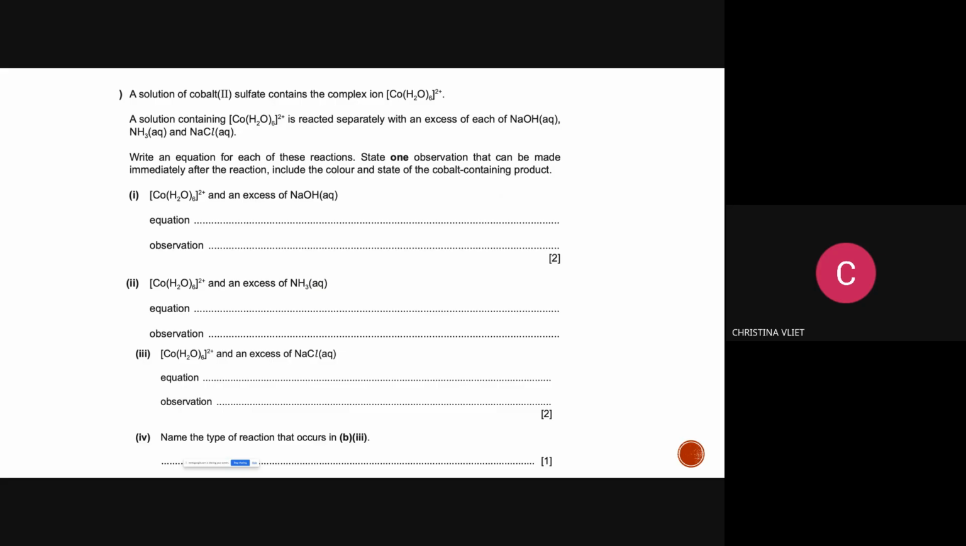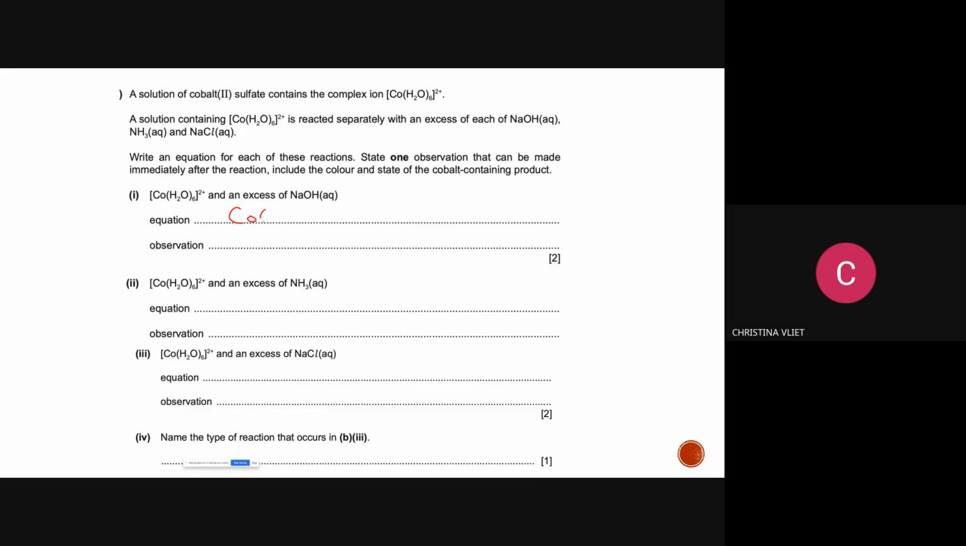Last section. Same type of question. This is a more recent one, in a more recent exam, but very similar. It says write an equation and state an observation that can be made immediately after the reaction. So now this is with cobalt. So what would we get from cobalt?